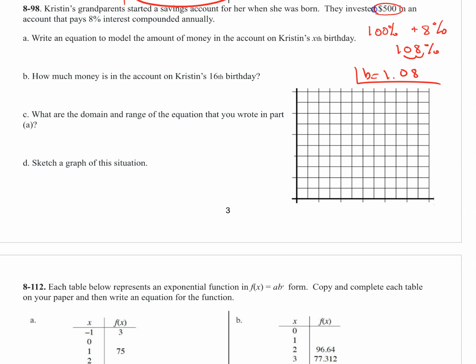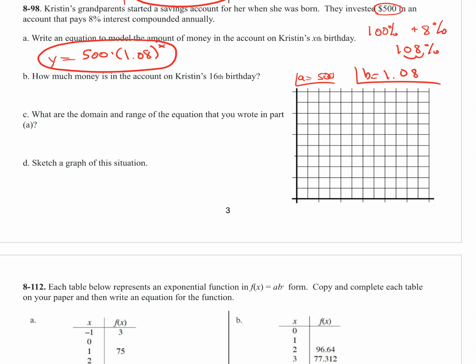It looks like our starting value is given to us, $500. So my equation is going to be, so we know our A value. A is the starting value, which is 500. If we use A times B raised to the power X, that's just 500 times 1.08 raised to the power X.